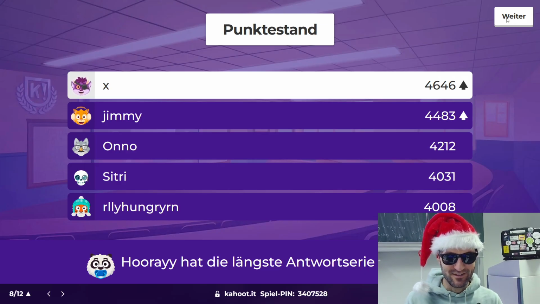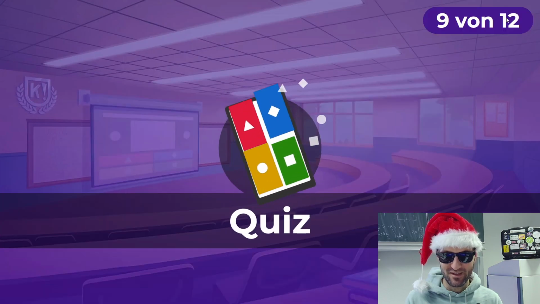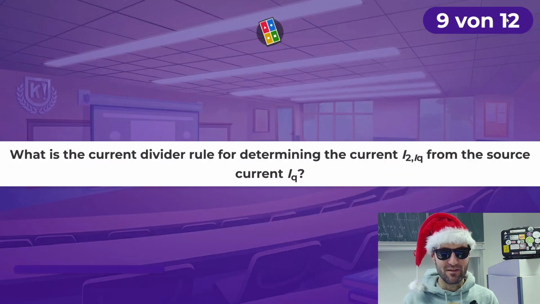DX is taking the lead. Jimmy climbing up to the 2nd place. But still everything quite close together, and we still have, I think, 4 questions to go.